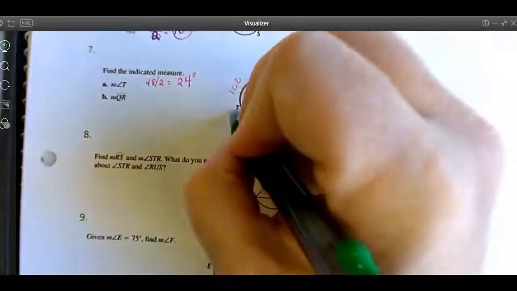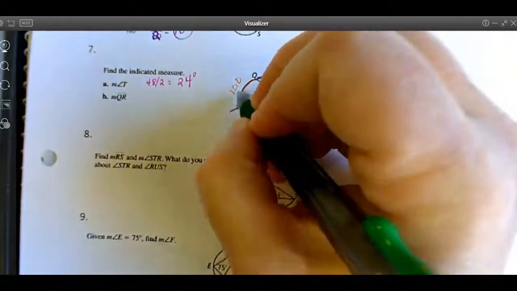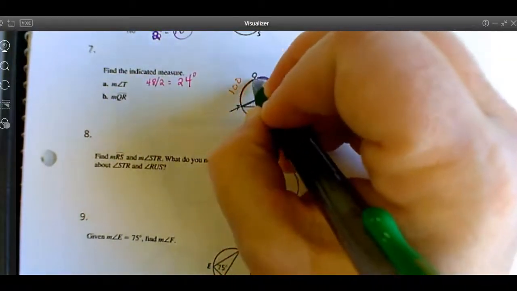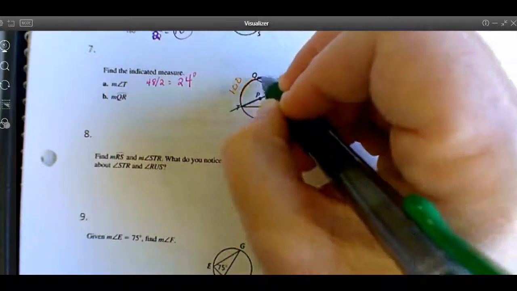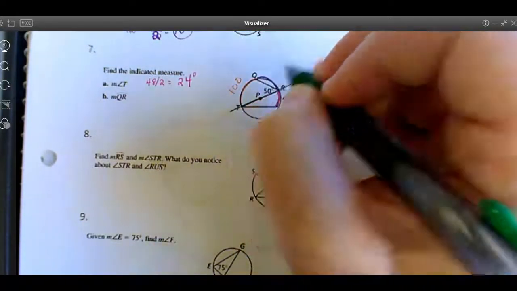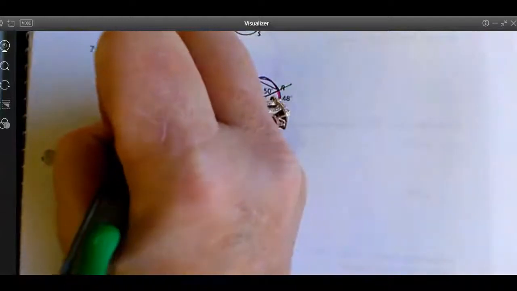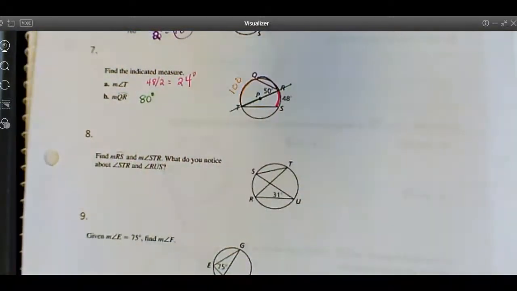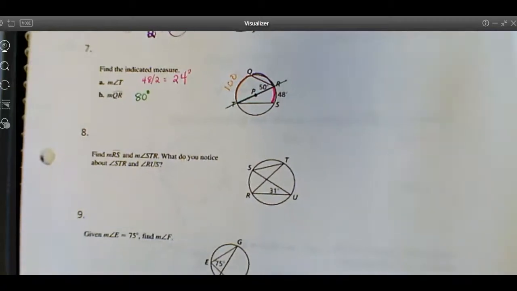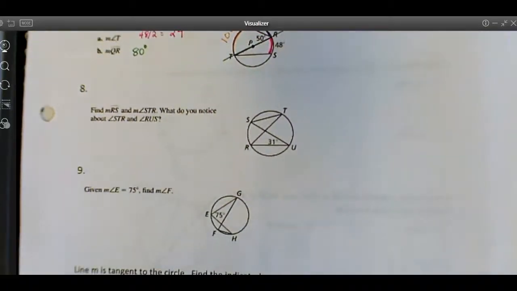And here's the diameter again. So I know all of that's going to be 180. Well, if that's 100, that means this other part of the arc, which is what we're looking for, is 80. So that's 80. So there's a lot of things to be looking for when you're doing these. You're looking for angles across from it. You're looking for diameters and where there's 180. If it's difficult, I think that's what makes it hard, is there's a lot of things to be looking at.